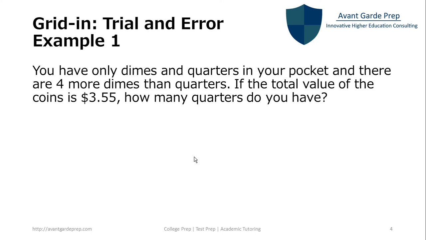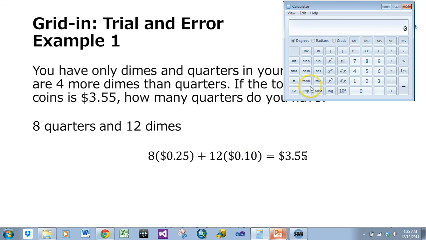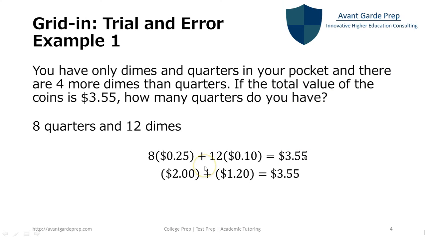So in this case, we can just take some guesses at how many quarters we have and then figure out if that's the correct answer. So let's start with 8 quarters. If we have 8 quarters, that means we have 12 dimes. And so we can set up a real simple arithmetic problem and find out if this is the correct expression. We have 8 times 25 cents plus 12 times 10 cents. Does that equal $3.55? Let's check it out. We multiply 8 times 0.25 plus 12 times 0.10, and that equals $3.20. So I think it's safe to say that $3.20 does not equal $3.55.